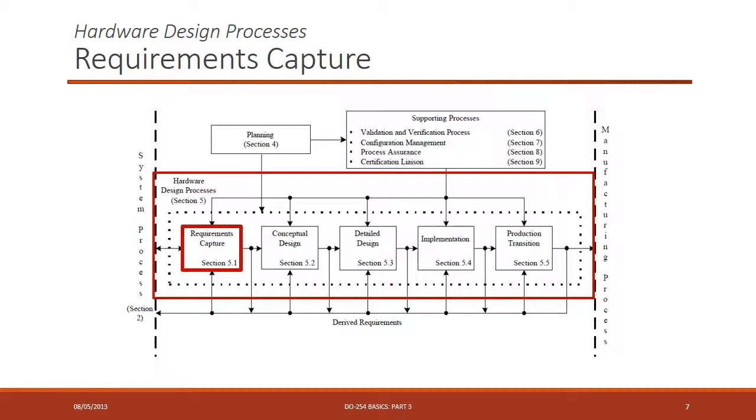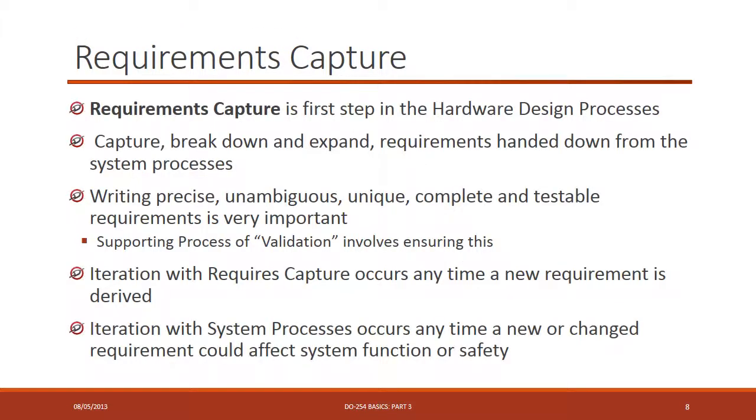The first of these is requirements capture. Requirements capture is the first stage in the hardware design processes, and here is where you get those requirements handed down from the system level. Those get captured, so they're the starting point of requirements for the hardware item developed to be DO-254 compliant. The team then begins to break down these requirements, expand upon them. And during this process, there's a requirements validation process that occurs alongside of this. We'll talk about the supporting process of validation in just a minute.